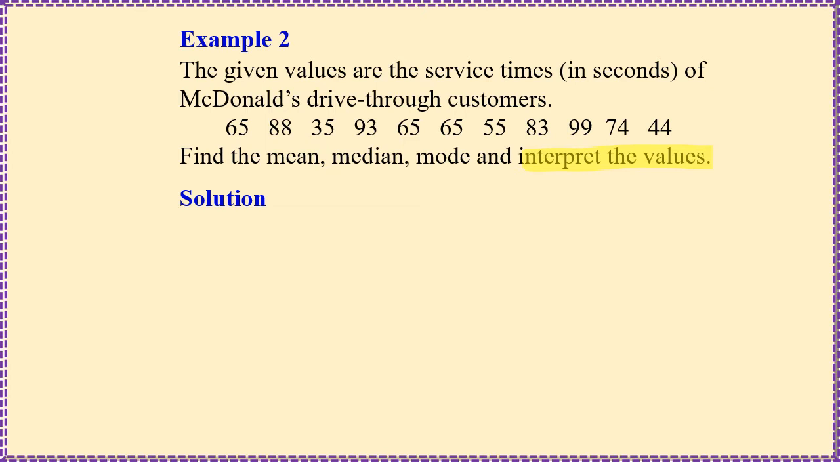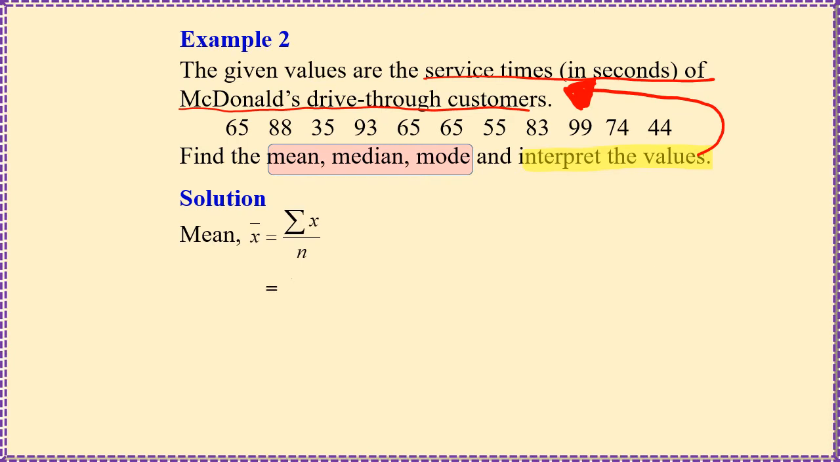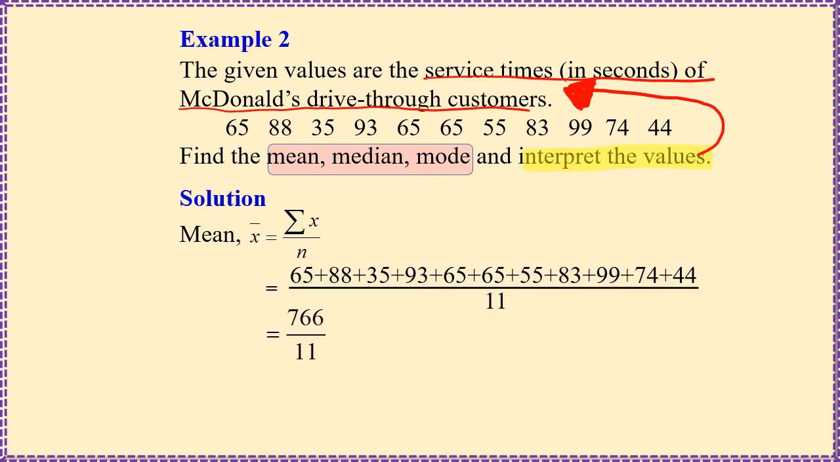But for the interpretation, what we need to do is just to write down back the answer in the situation. So we need to relate what we understand about mean, mode, and median with the situation here, which is service time in seconds of McDonald's drive-through customers. So we just need to write down back in your own sentence, related to the situation. Okay, so to find the mean, the average, we get the answer equal to 69.6.